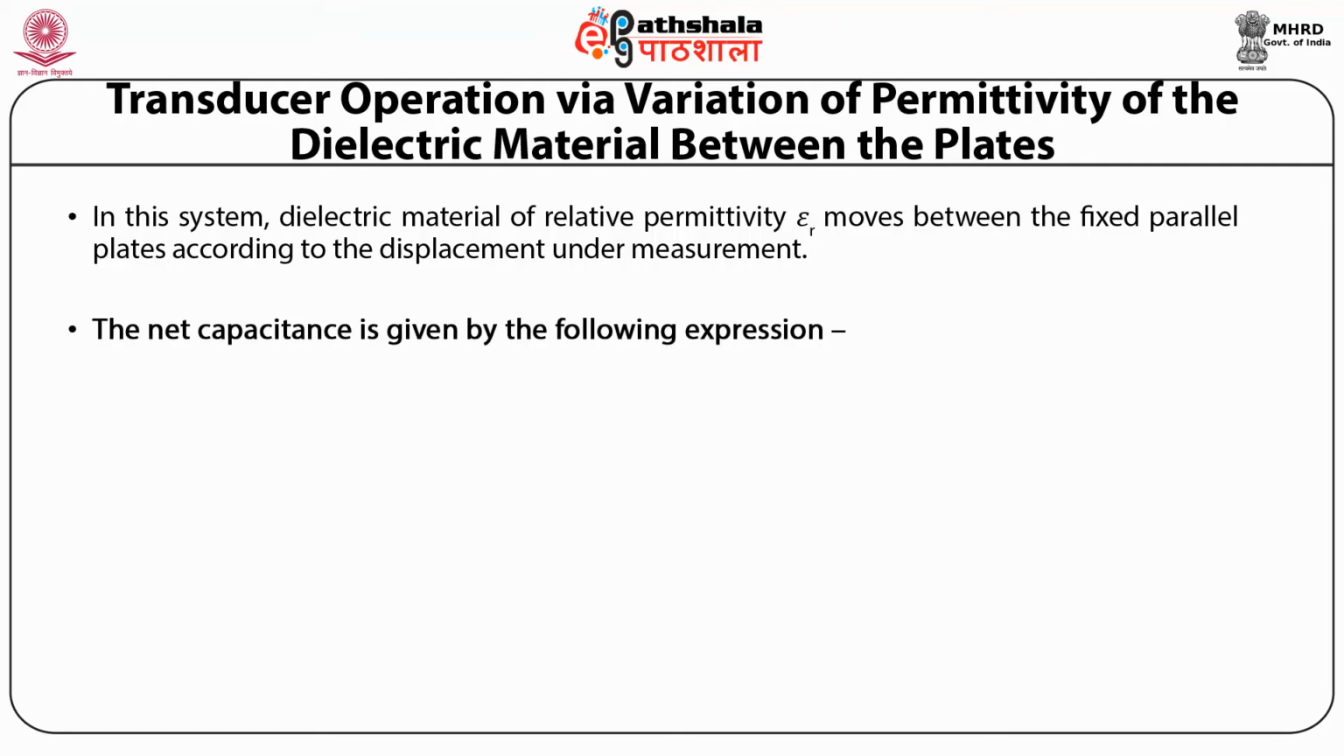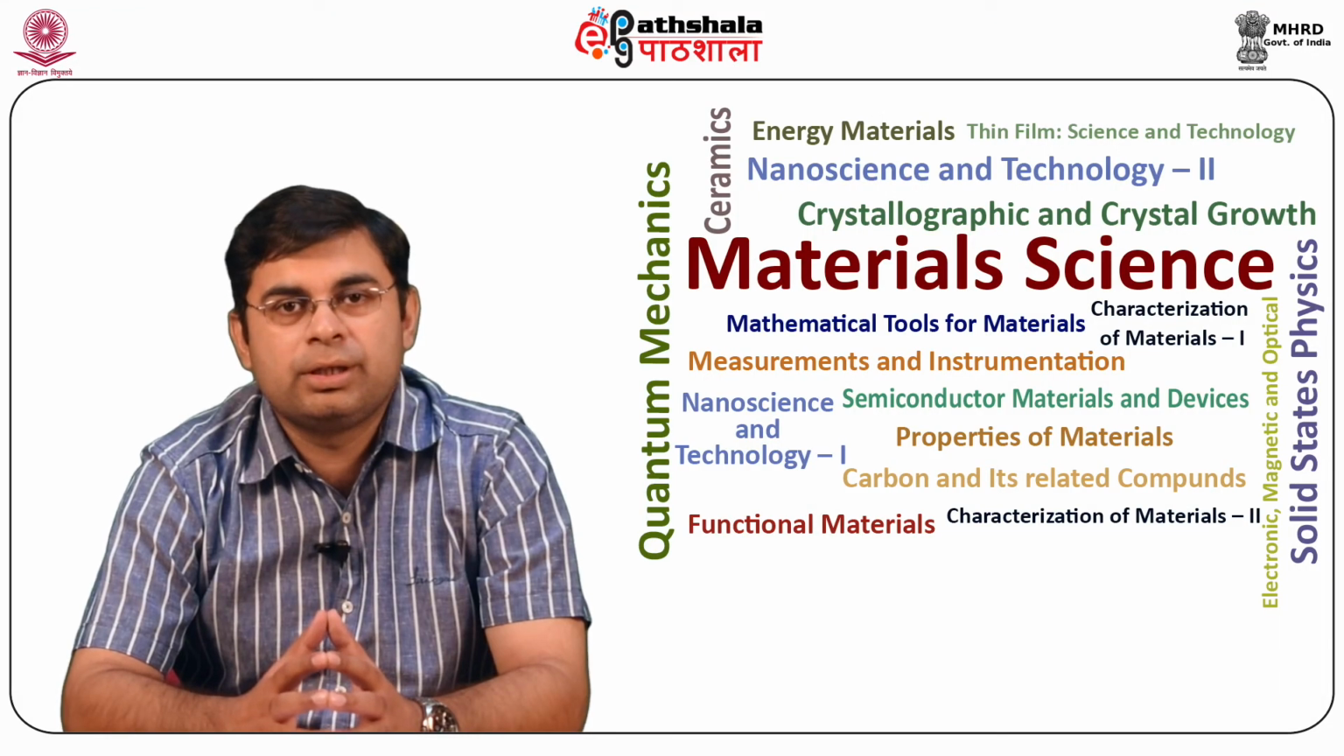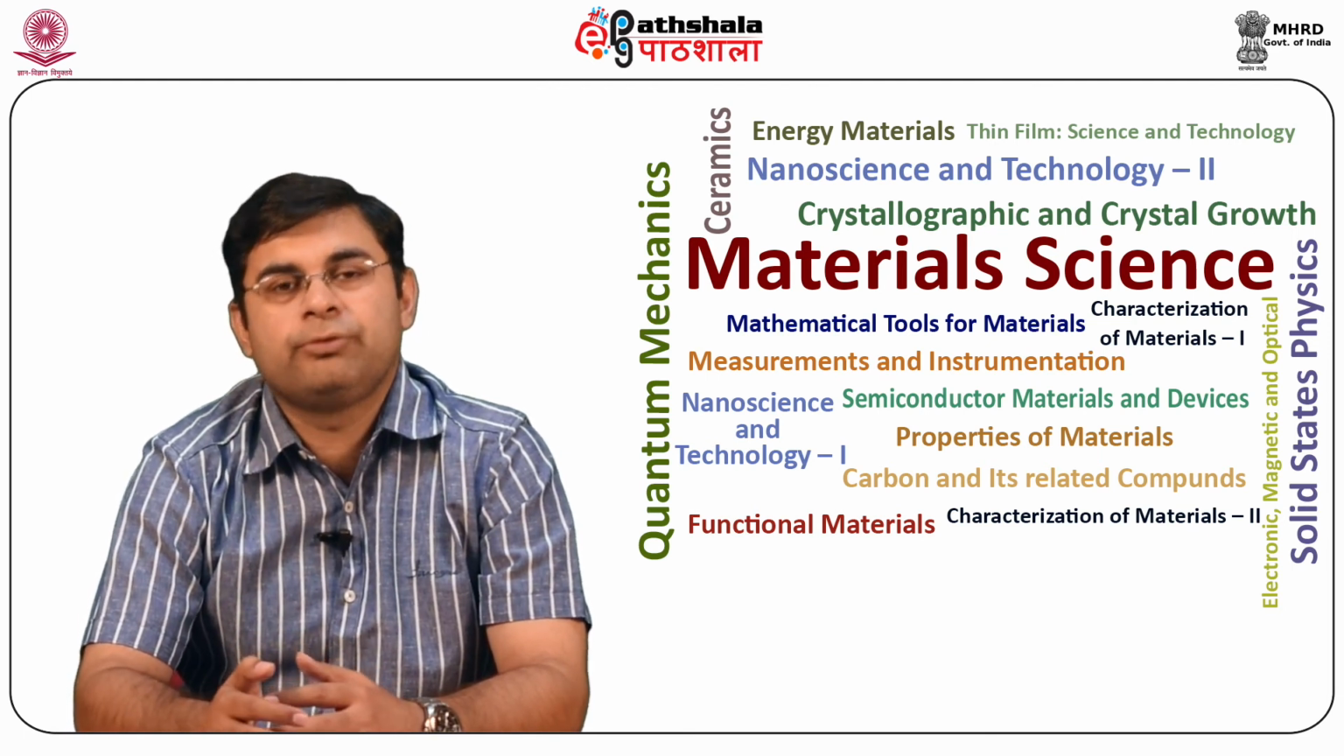The net capacitance is given by the following expression. C equals absolute permittivity multiplied by B by D, multiplied by, in brackets, L1 plus relative permittivity multiplied by L minus L1, brackets closed. This is equation 7. The small change in the capacitance with the small displacement of the dielectric material is given by delta C, which equals epsilon naught, that is absolute permittivity, multiplied by B into X divided by D, multiplied by, in brackets, relative permittivity minus 1. This is equation 8. Change in displacement is proportional to the change in capacitance. This method can be used to measure displacement from 1 micron to 10 mm.